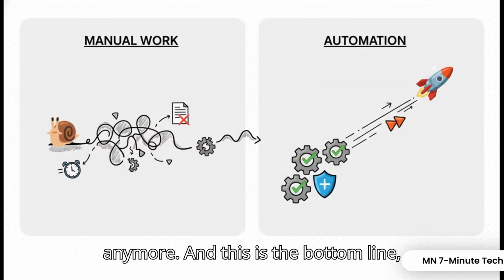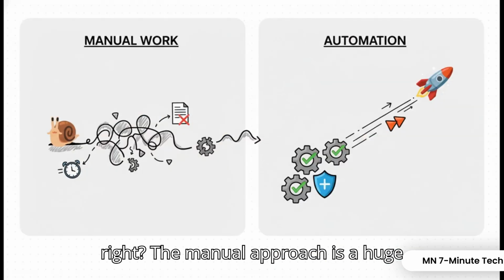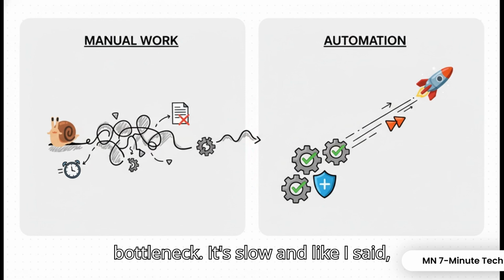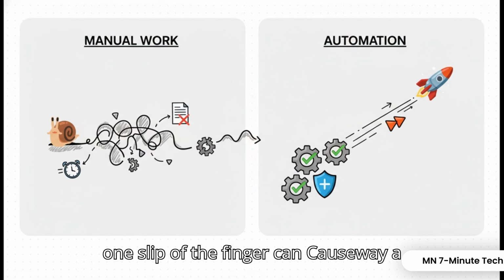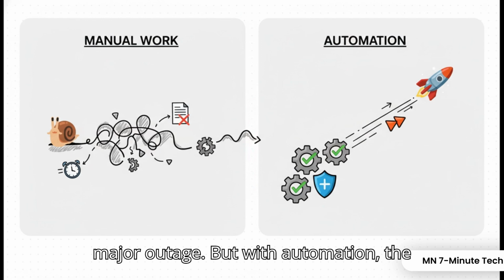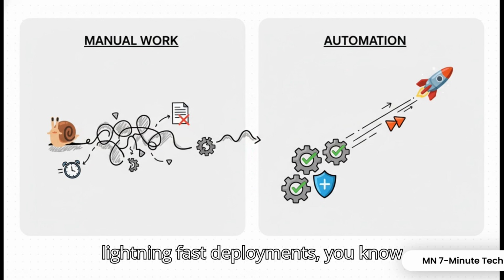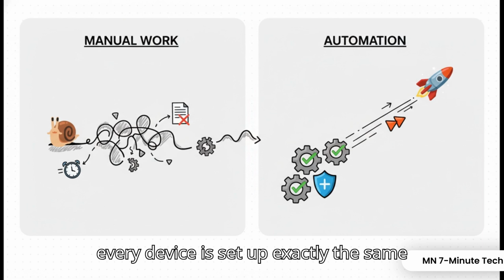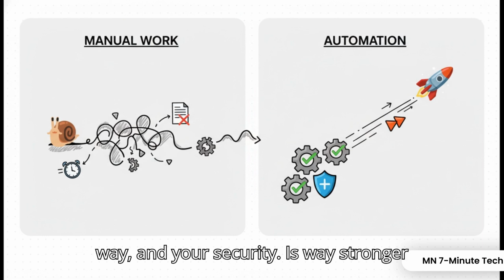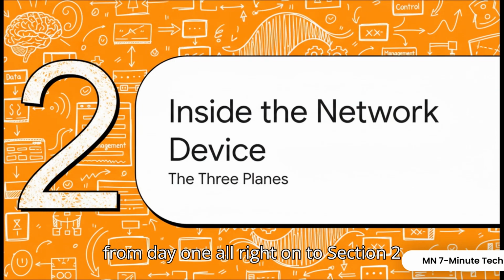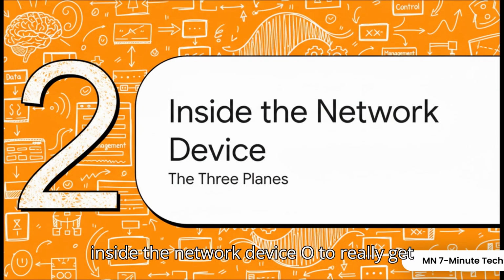And this is the bottom line, right? The manual approach is a huge bottleneck. It's slow, and like I said, one slip of the finger can cause a major outage. But with automation, the difference is night and day. You get lightning-fast deployments, you know every device is set up exactly the same way, and your security is way stronger from day one. All right, on to section 2, inside the network device.